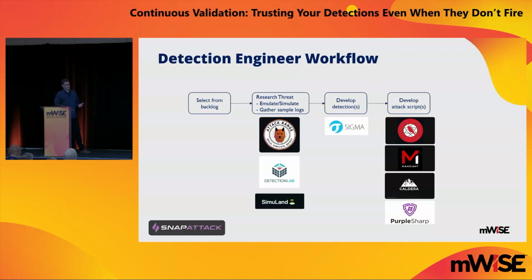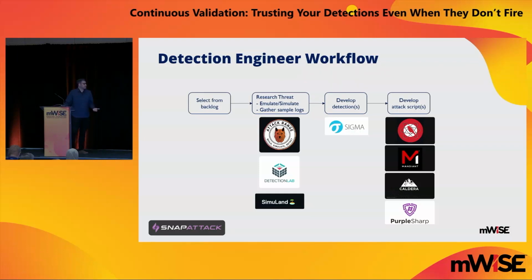Detection Lab's also great. It's not maintained anymore, which is a bummer, but it's still really great. So if you're really good at using Terraform and other tools, you could fork it and maintain it yourself. And then Simuland, that's another one that I've never actually used, but I've seen other people use it. And then you would move on from there. After you are able to actually execute the activity and get the logs, you'd go into developing that detection. And ideally for this pipeline, you're going to be using something like Sigma, because you need to be able to write your detections in some format that can actually be translated using code and pushed into a production environment.